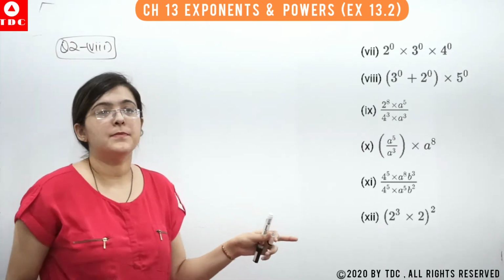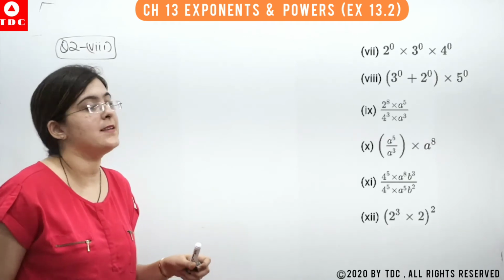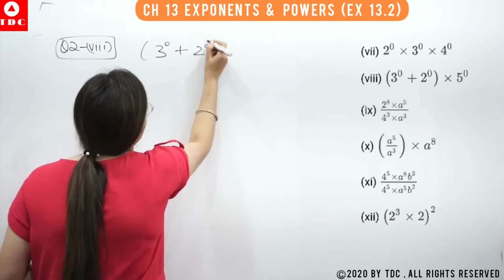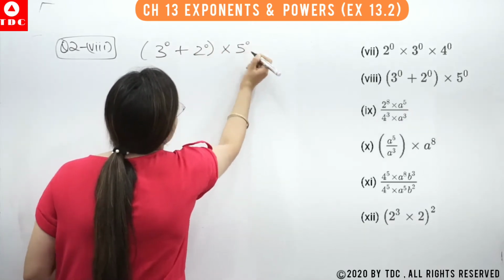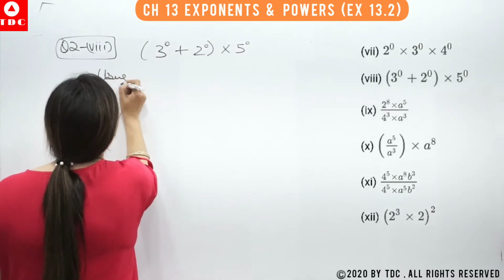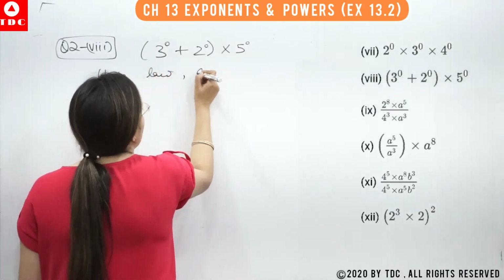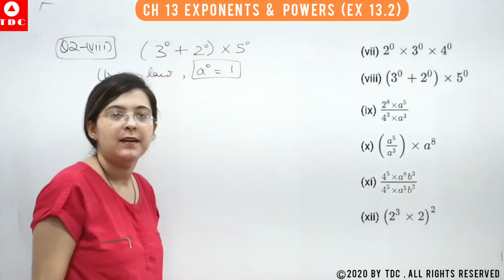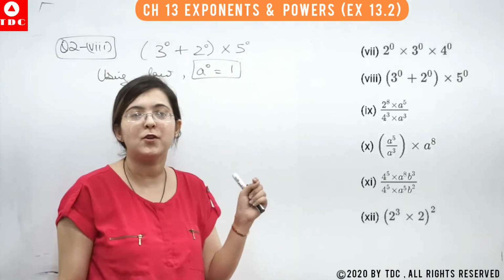What is the eighth question given as? 3 to the power 0 plus 2 to the power 0 into 5 to the power 0. This is the question given. Again we will use the law. Using the law, any number to the power 0 is 1.